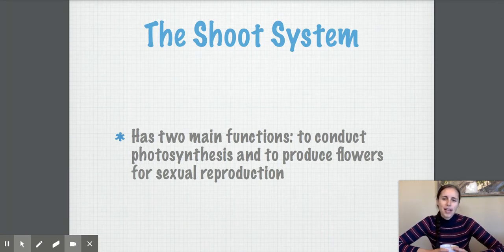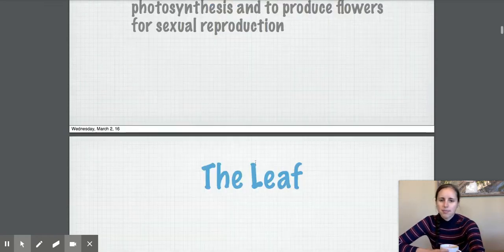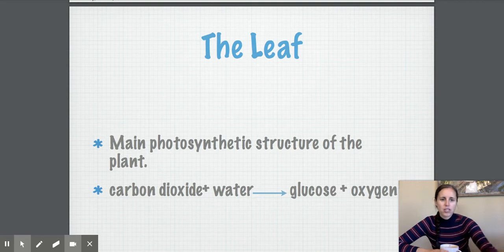So it's going to conduct photosynthesis and produce flowers. So photosynthesis is what's going to get the plant its energy. It's like the cellular respiration for plants. Plants also go through cellular respiration for energy as well. And then the flower is going to be the sexual reproduction. So it's how plants actually reproduce to form other plants. Let's look at the first part, which is the leaf.